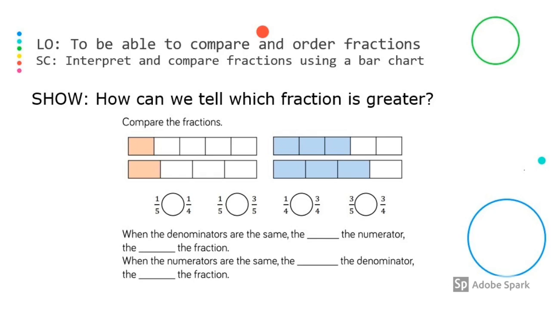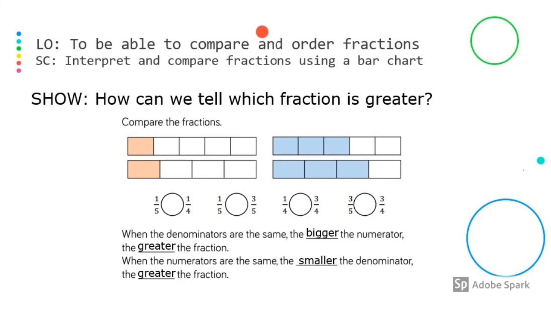In the second question, we're trying to compare 1/5 with 3/5. These are next to each other. We can see that 3/5 is greater than 1/5. In the third question, we're comparing 1/4 with 3/4. Again, we can see that 3/4 is greater than 1/4. In the final question, we're comparing 3/5 with 3/4. These are the blue bar charts. We can see that 3/4 has a greater value than 3/5.